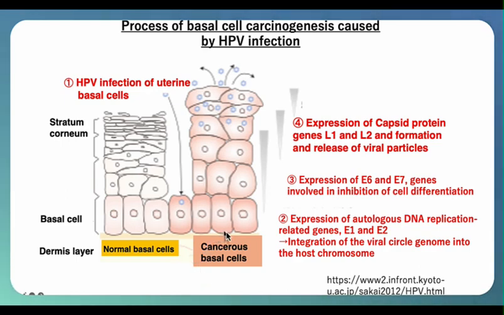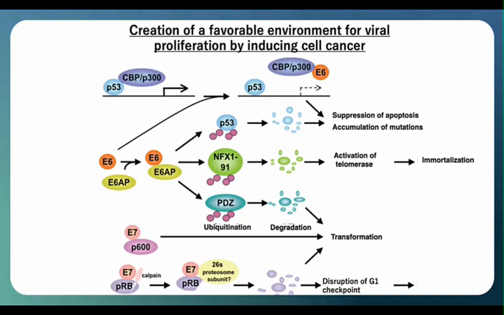During this process, carcinogenesis of the basal cells can occur. Human papillomaviruses, HPVs, play a crucial role in cellular carcinogenesis. Let's check the detailed process of it. These viruses possess oncogenes, such as E6 and E7, that contribute to cancer development. The E6 gene encodes a protein that interacts with p53, inhibiting its function and leading to the suppression of apoptosis and the accumulation of mutations. Additionally, E6 activates telomerase, promoting cellular immortalization.